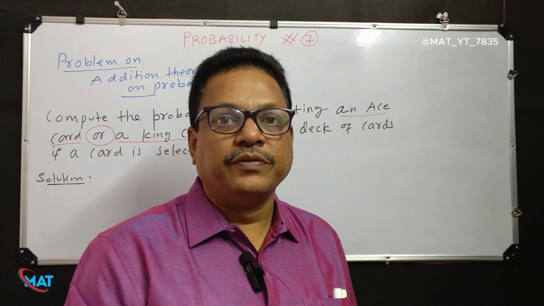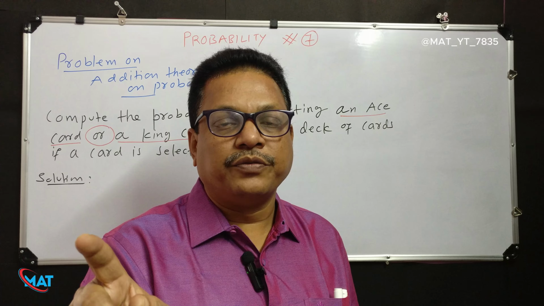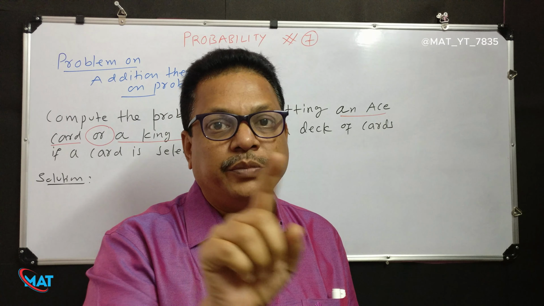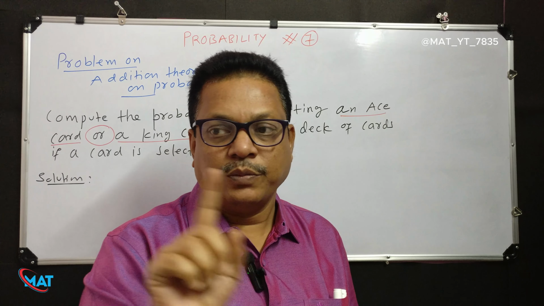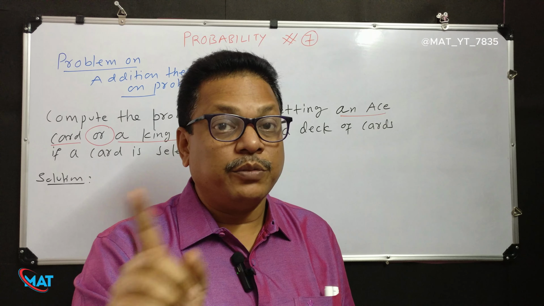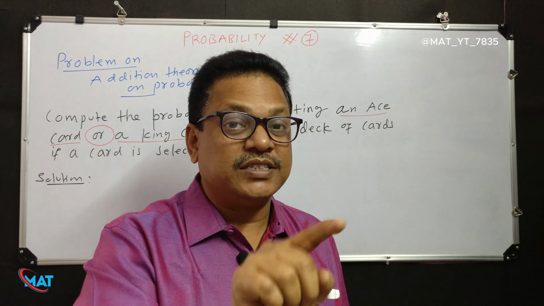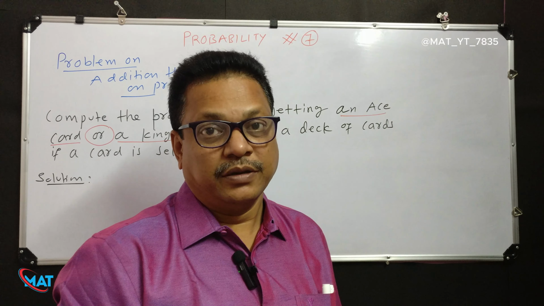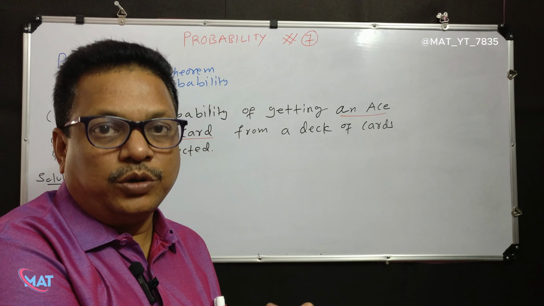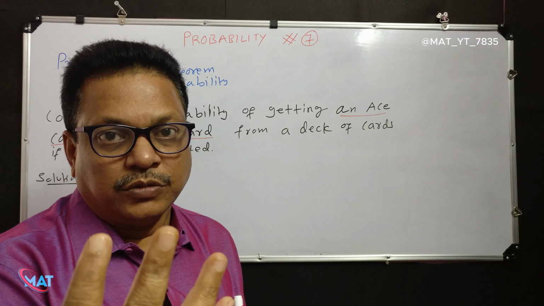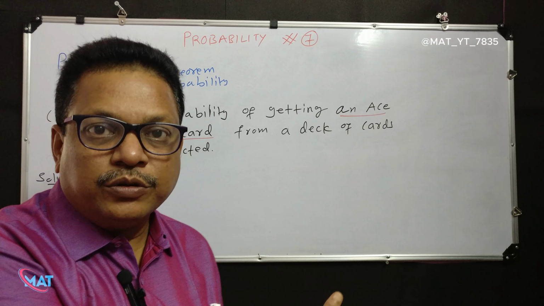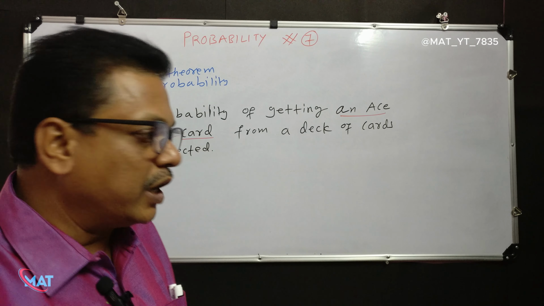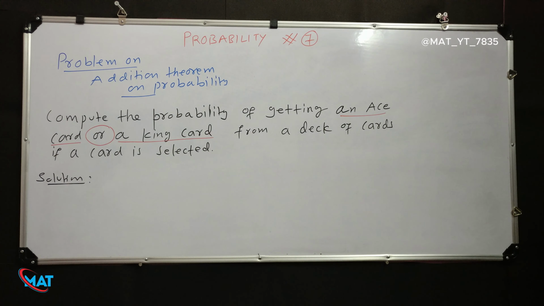So in the addition theorem we have probability of A union B, meaning A or B, equals probability of A plus probability of B minus probability of A intersection B, A and B. Now we have given only 2 out of 4. Only 2 probabilities we have found out. The remaining 2, how we have to calculate, I will let you know.